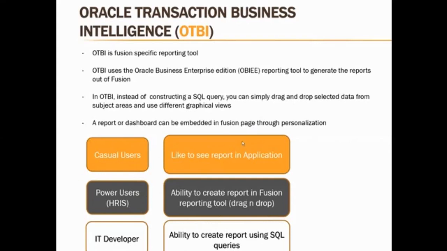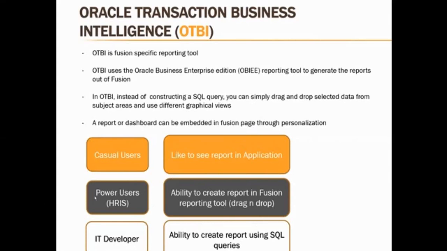The casual user just sees the report. Typically in this case, I will create a report and embed it in the Fusion application. They won't come to the reporting server. The casual user just goes to the Fusion application and sees the data. The power user will see the data and should also have the ability to create a report and use it for day-to-day purposes. And the IT developer will come in if no one is able to do anything. That is the place the IT developer will help create the report in OTBI, or will go and create SQL queries in BI Publisher and deliver the needs. Basically, that is what typically happens.